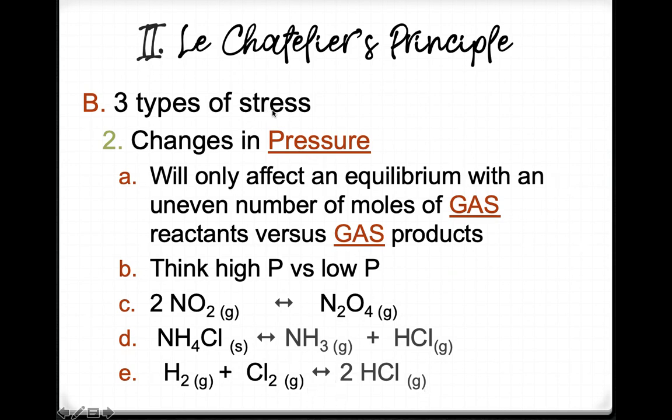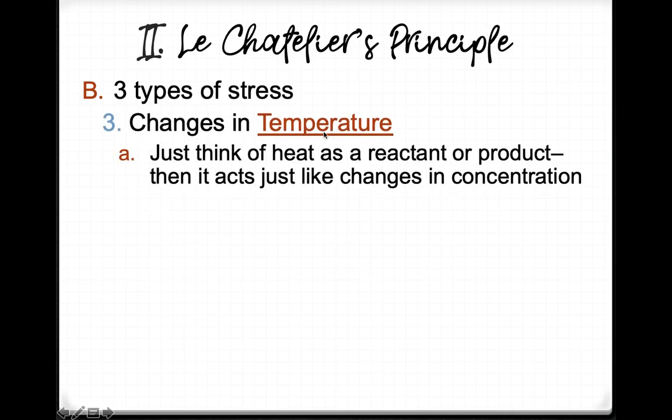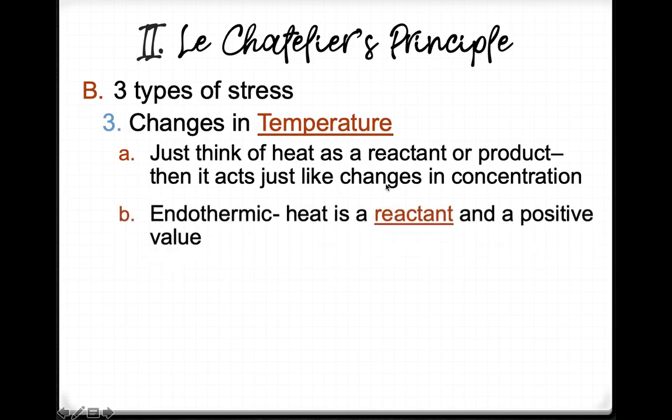So changing the pressure would not stress out this equation. So something to also think about. The third type of stress that we can have is affecting the temperature. So then you can just think of heat as either a reactant or a product. It acts just like those changes in concentration that we've talked about already.